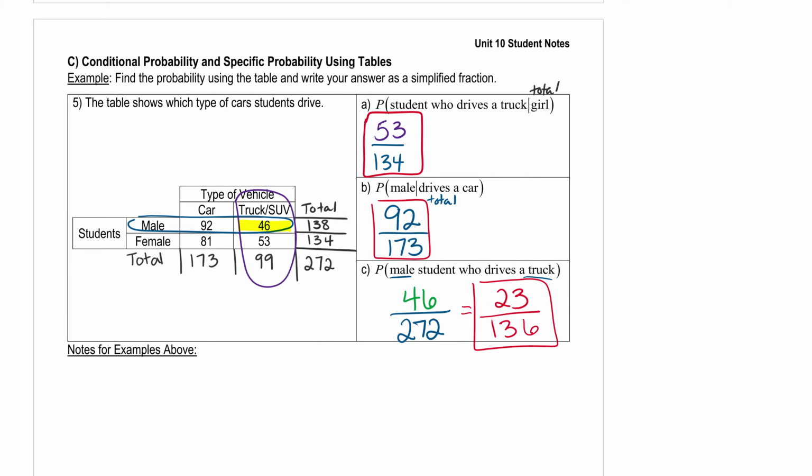So again, when you use a table, you want to do the totals first. You always find the total of the second part, and then out of that row or column, find the first part. And on the last part, the C, if it's specific probability, you do that specific intersection of the row and column out of the total that we found at the very bottom right corner. And that's all you do. Then reduce if you can. If not, leave it alone, and that's it.